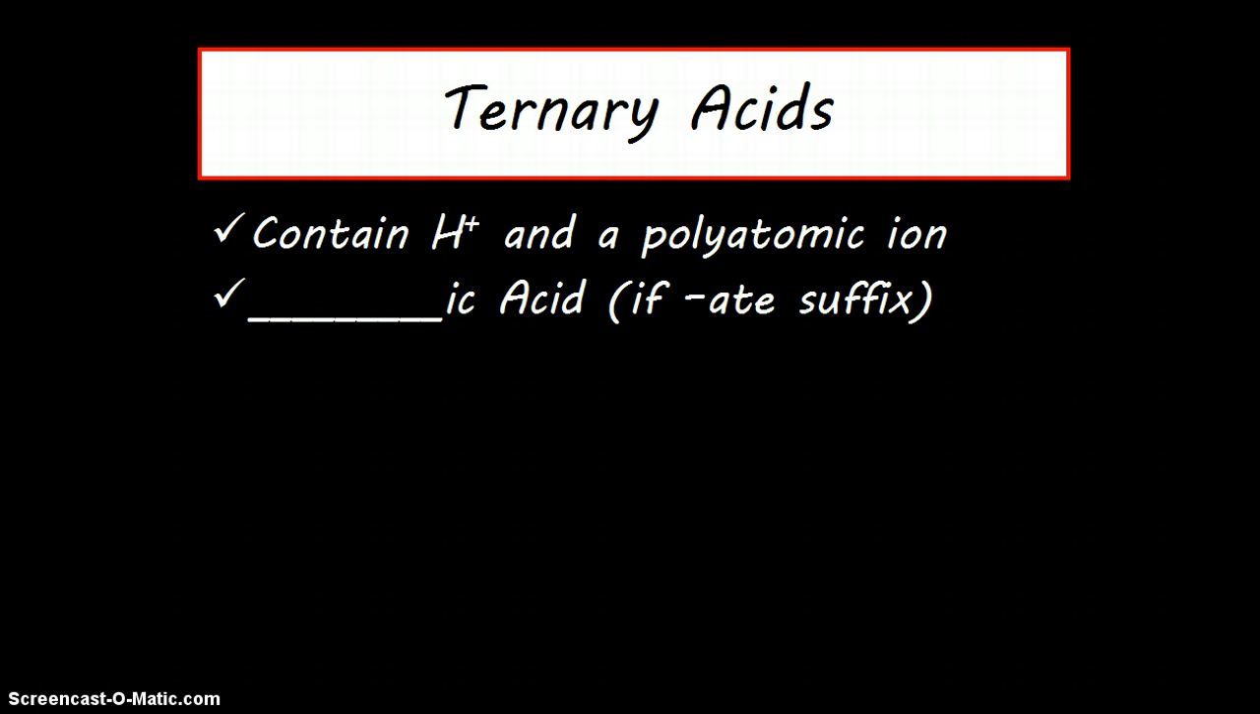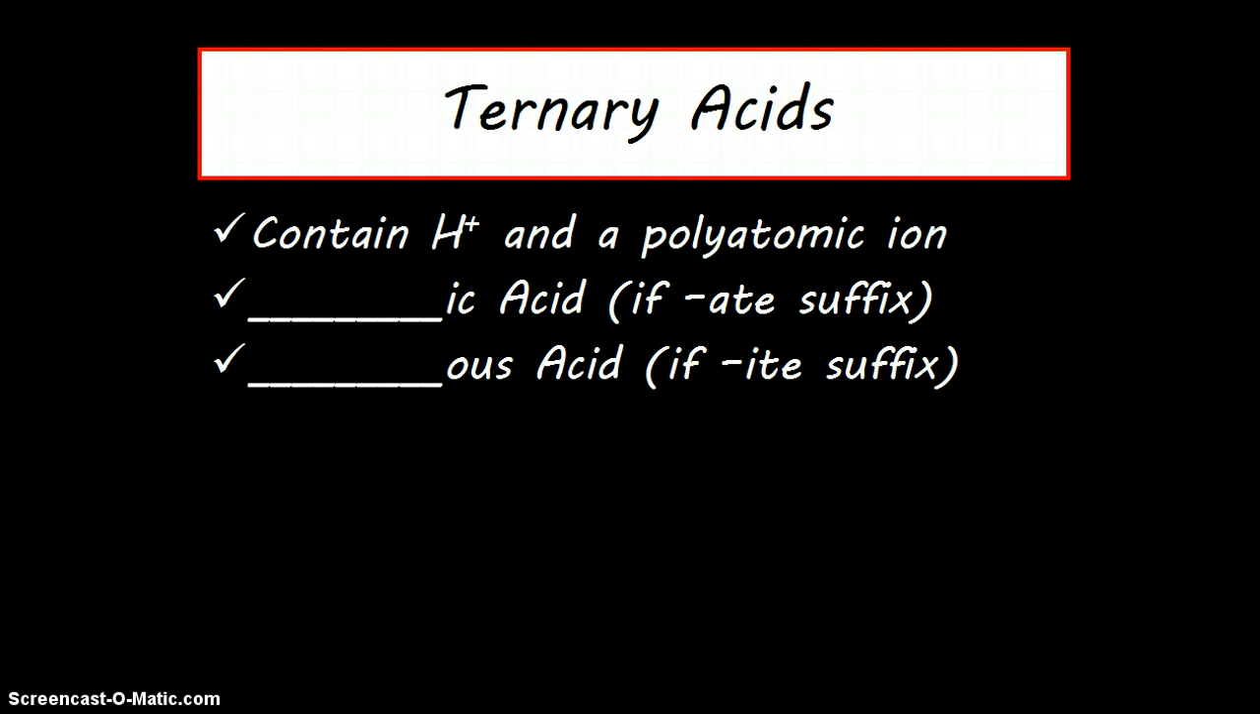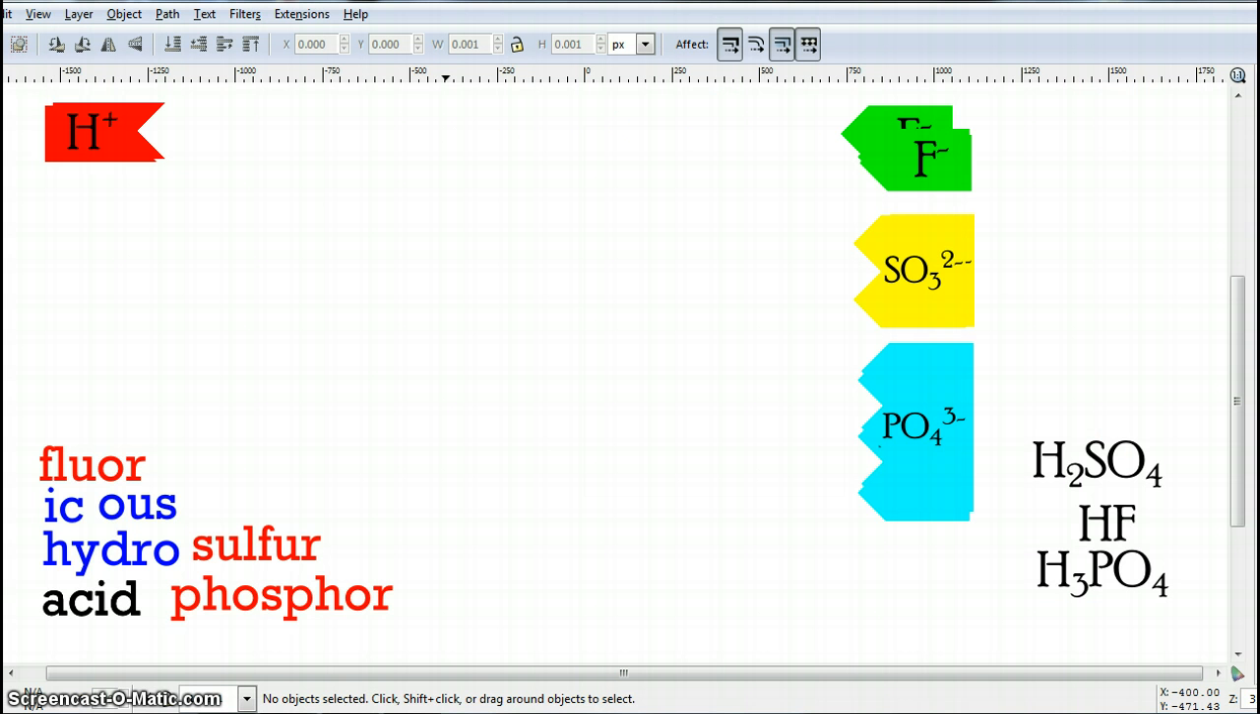Now, you might say, well, then what do you do if you have the ITE suffix? Well, if you have the ITE suffix, what you do is you change the ending to OUS. So, for example, if I had chlorite, it would be chlorous acid. Or if I had nitrite, it would be nitrous acid. Okay, so what we see here is that to make the distinction between ATE and ITE, we use different suffixes for the ternary acids. Also, again, please notice that I did not use the hydro prefix here.